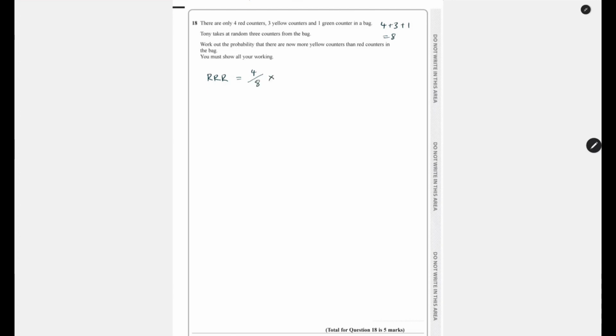Then he takes another counter out and it's also red. Now we've lost 1 red already, so it's 3. And the total number has also gone down by 1, so it's 7. And then the third is also red, so that's 2 over 6. If we put that into our calculator, we get 2 over 28.